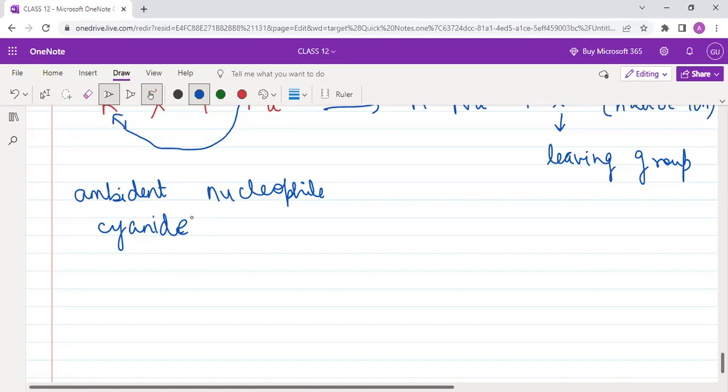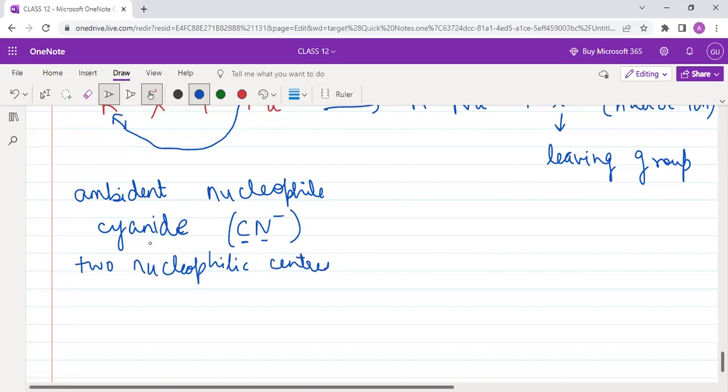Cyanide, CN minus, remember? It has two nucleophilic centers. It can attack through carbon as well as nitrogen. Groups like this, which have two nucleophilic centers, are called ambident nucleophiles.